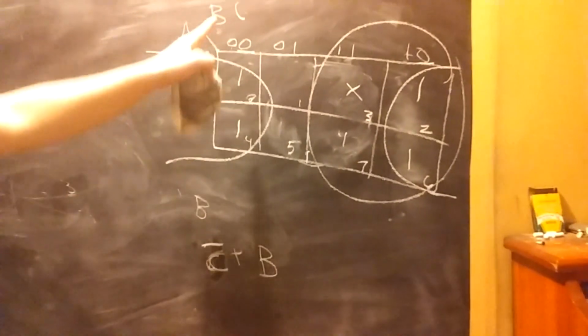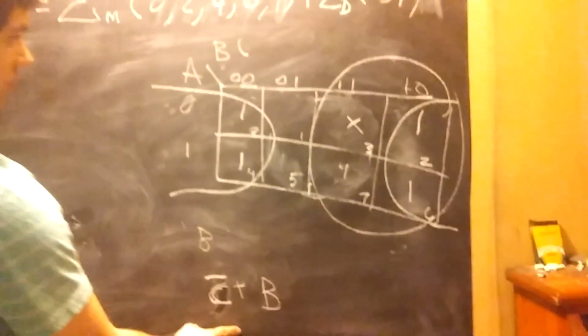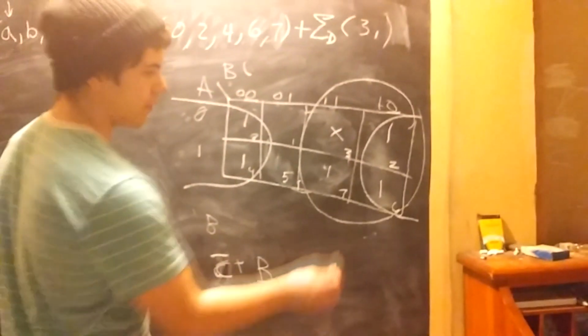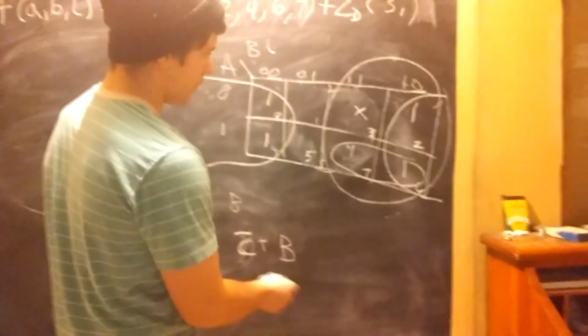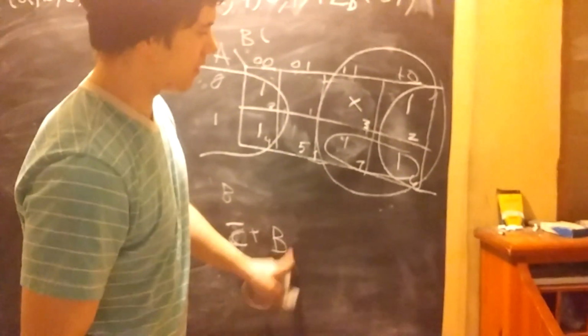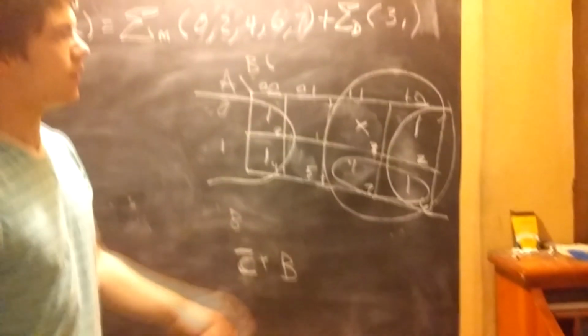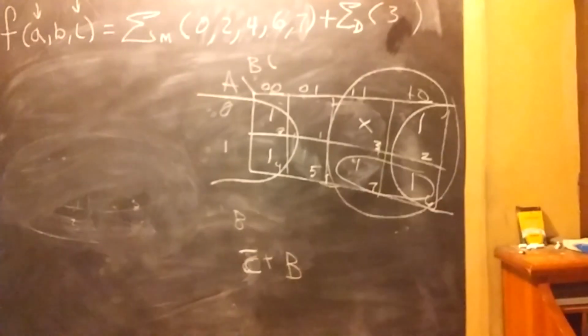So this expression up here got simplified to this expression here. If we didn't have this x, if we weren't allowed to use that, then we would have to group it like this. And so then instead of just B, it would have been B with another value onto here. So it would have been a little bit more complicated. But since we had the don't care, it was able to be simplified a little better.